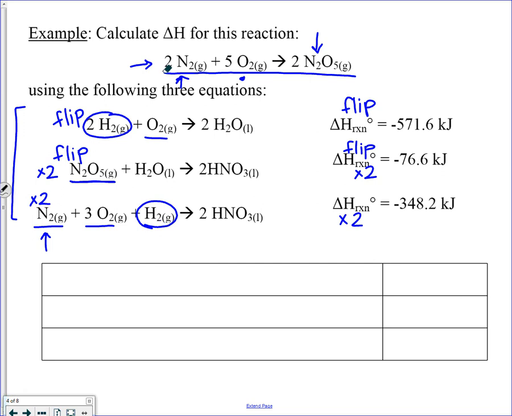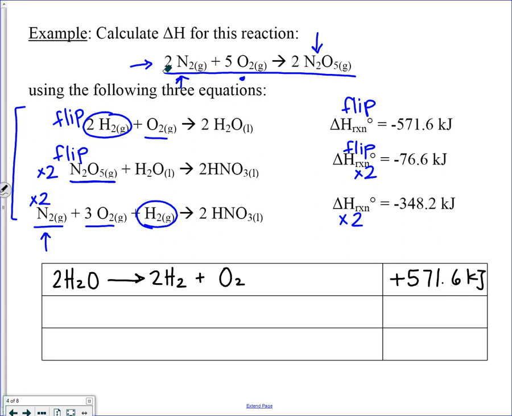So the first one, I'm going to flip it. So I now have 2H2O as my reactants, and that's going to yield 2 hydrogen gas and oxygen gas. And since I flipped my equation, I'm also going to flip the sign of my heat of reaction. So instead of negative 571.6, we get positive 571.6 kilojoules.